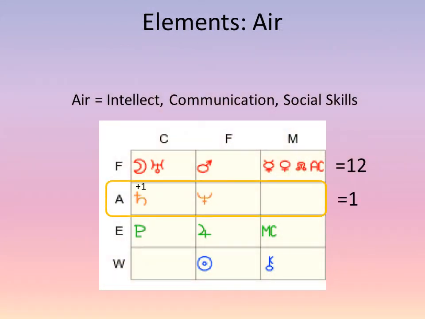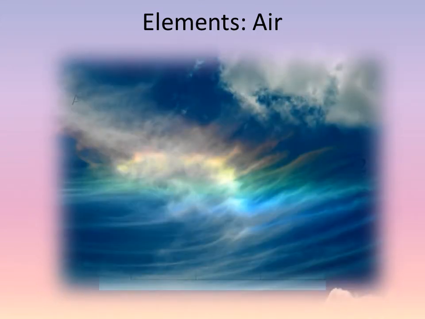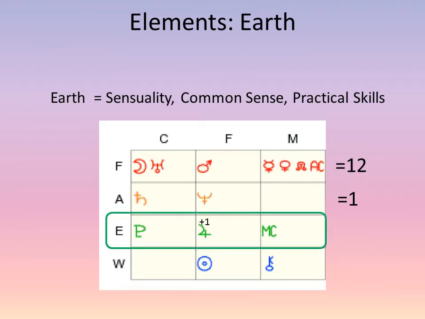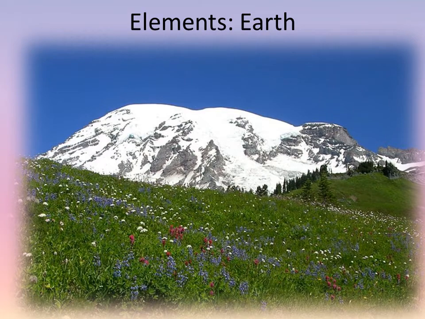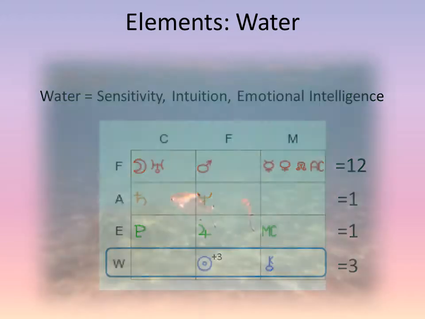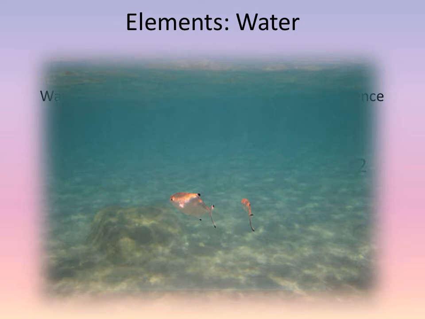Now we'll discuss air, and I only have a rating of 1 for all his air signs. And air has to do with intellect and communication and freedom, liberation. Then we have earth, which is sensuality, common sense, and practical skills. Again, kind of a low rating of 1. And then water is a little higher with the +3, and that has to do with sensitivity, intuition, and emotional intelligence. And so there you have the water element.